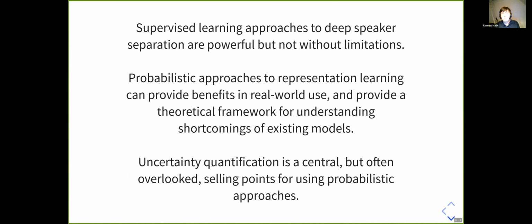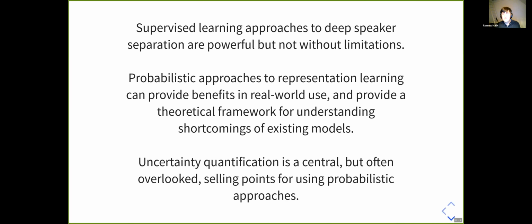So as a quick wrap up, what I've been trying to tell you here is that supervised learning approaches to deep speaker separation are very powerful, but they do have some limitations, especially when it comes to generalization. And representation learning, and in particular probabilistic approaches to it, have some super cool things that we can do. The rate distortion setup allows us to try to understand why existing models aren't generalizing, and it also provides us with a way of optimizing models to directly consider a rate, and so actually might generalize better.